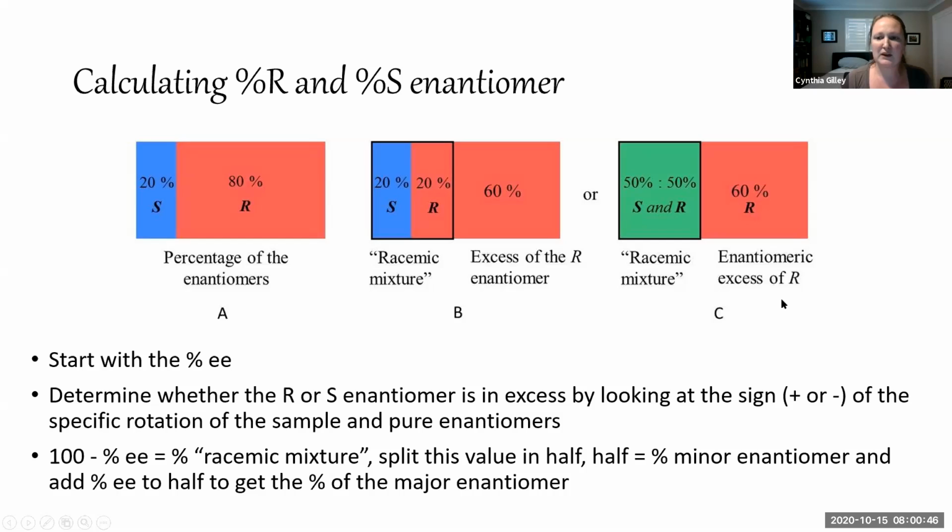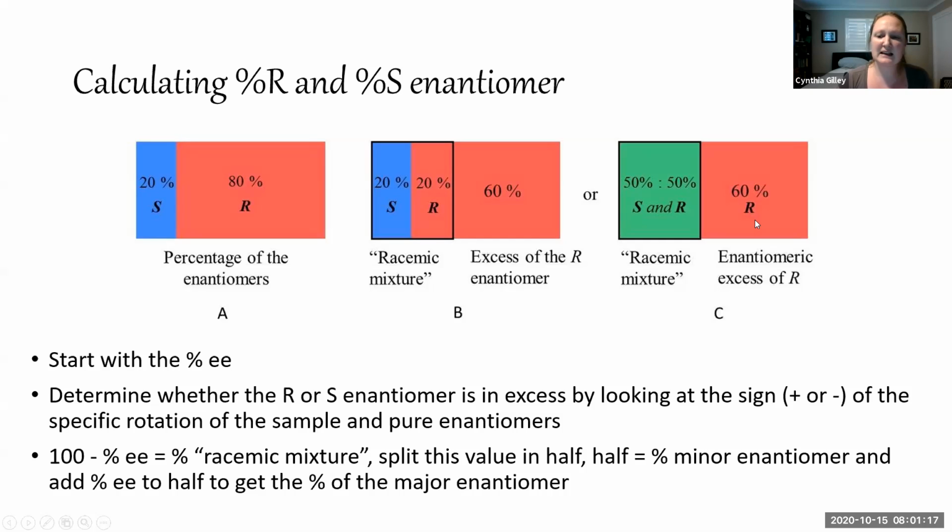Remember that they compare to the literature known specific rotation for the pure enantiomers. So because the sample was rotating light in the positive direction, and they know that the pure R enantiomer rotates light in the positive direction, it is then concluded that the enantiomer that is in excess is the R enantiomer. Okay, let's assume that they got 60% EE.